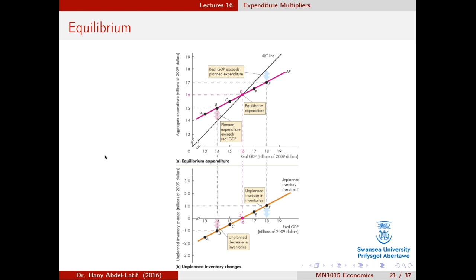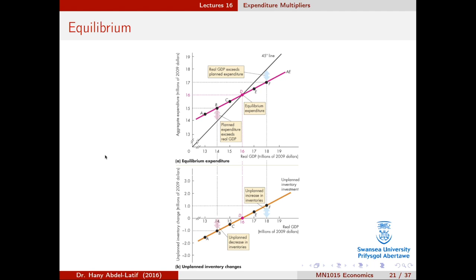When the aggregate expenditure is above the real GDP, at points A, B, and C, we have an unplanned decrease in inventories, and that's why firms will increase their output, which means increasing real GDP. They will hire more workers and increase their production. So we'll move back to equilibrium, which is D, and at D the unplanned change in inventories equals 0. There's nothing unplanned. So at point D, aggregate expenditure equals real GDP, and there's no unplanned change in inventories.